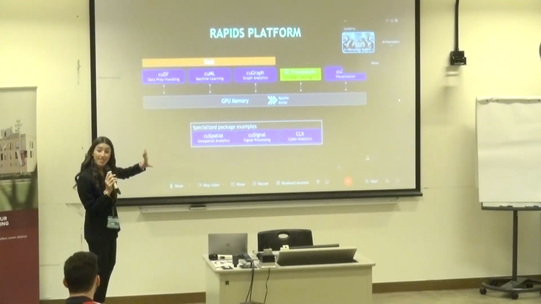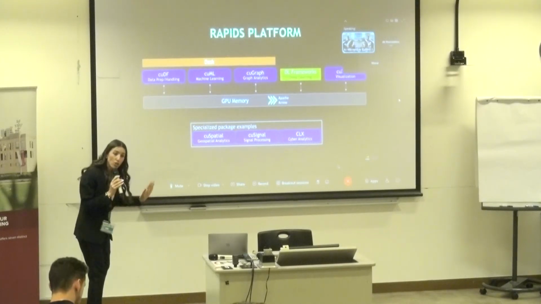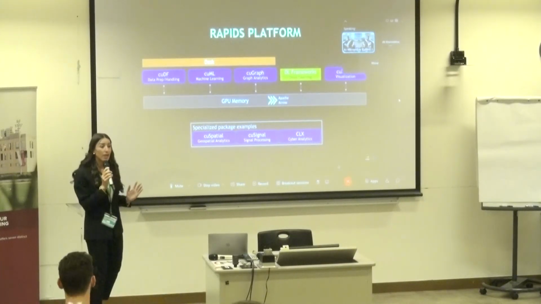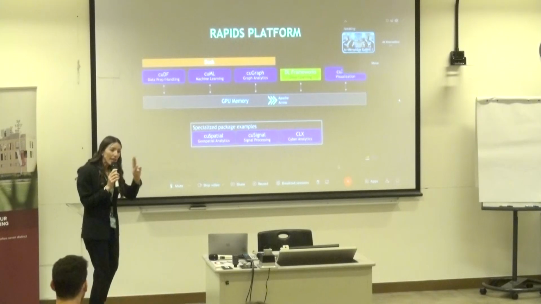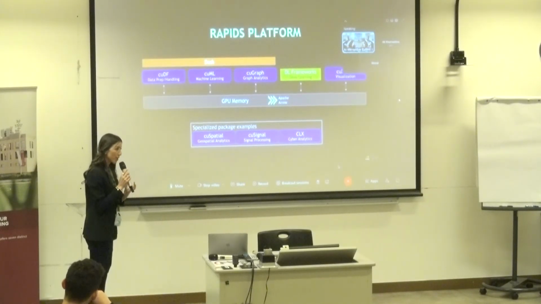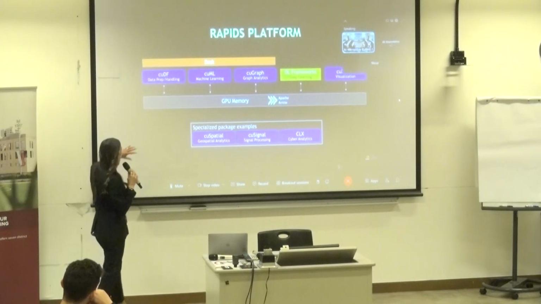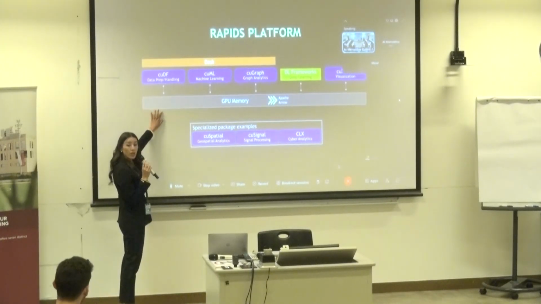As I told you, it's a suite of open source libraries and APIs that allows you to execute things completely on the GPU, eliminating these copy and convert operations, which typically slow down your application. So let's look at it. What do we have here? If you just dissect things, this is the GPU memory, right?